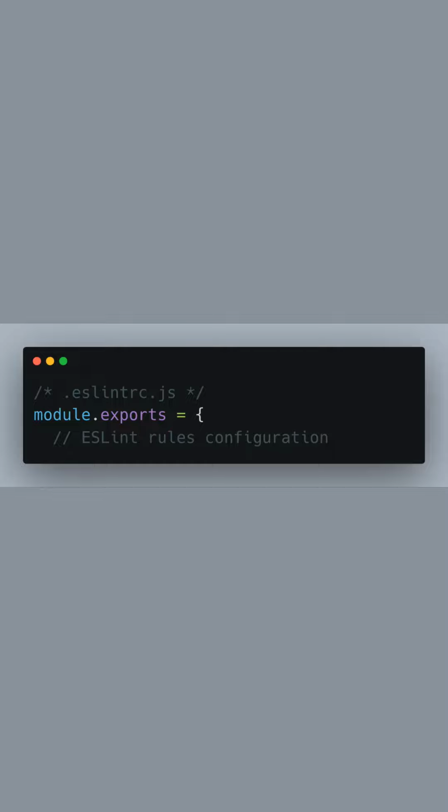Welcome to this code walkthrough where we will be customizing ESLint rules for a NextJS application. We begin by creating an ESLint.js file, where we will export our module. This file is where all our custom ESLint configuration will live.